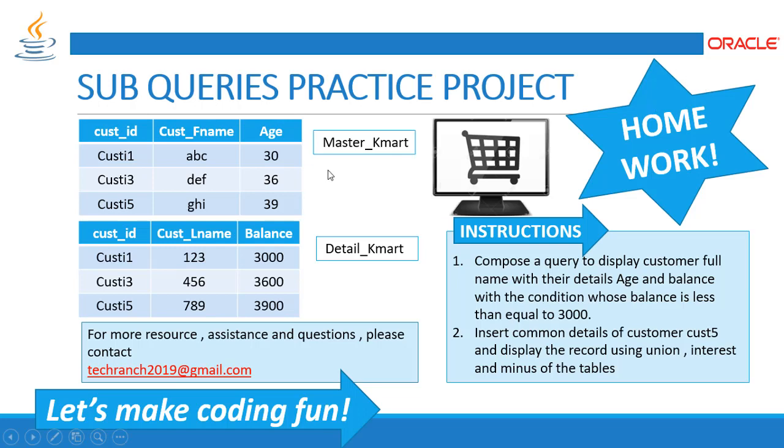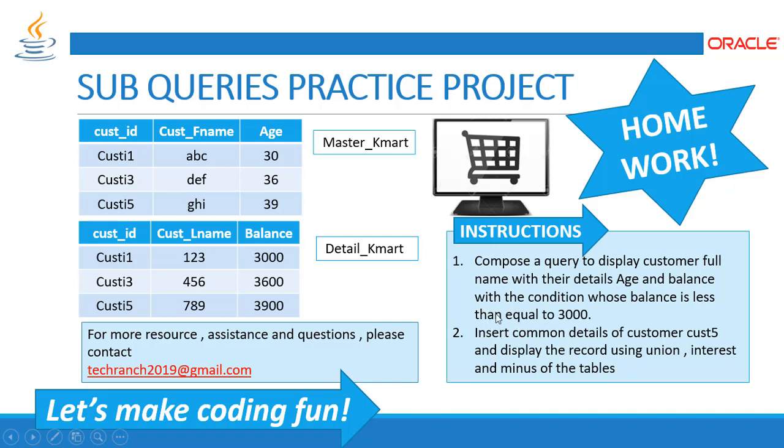Now, homework time. As mentioned, a subqueries practice project. Today we have a project designed for an online shopping cart, master Kmart and detail Kmart. There are two tables with customer ID, customer first name and age in a number type, and customer ID, customer last name and balance in a number type. The instructions are: compose a query to display a customer's full name with their details, age and balance, with the condition that the balance is less than or equal to 3,000.